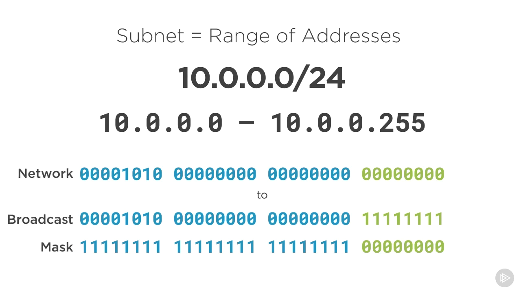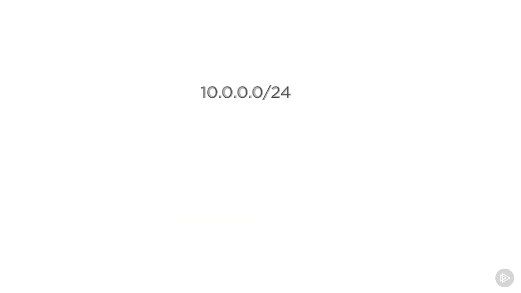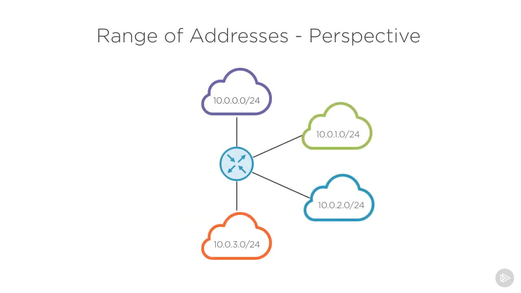So here, the very first address in our range is always going to be our network address. The very last address in our range is always going to be the broadcast address. And then again, our mask is going to tell us which bits of the address are network portion and which bits are host portion.